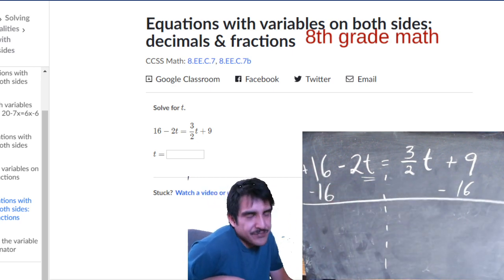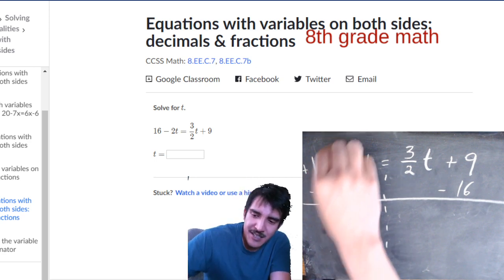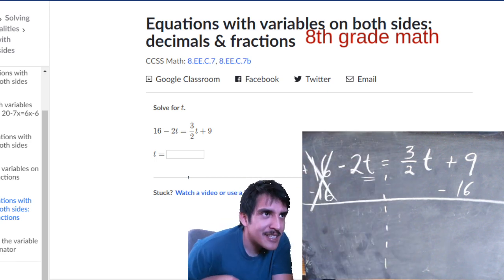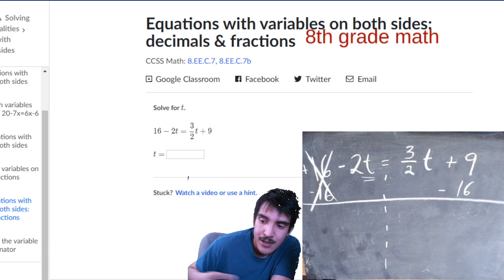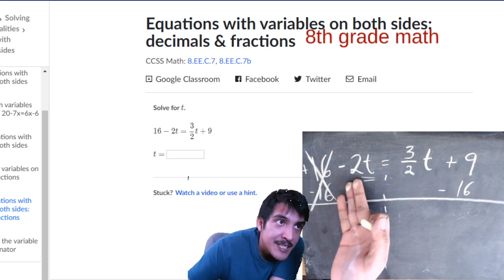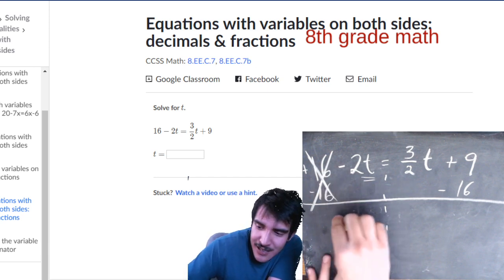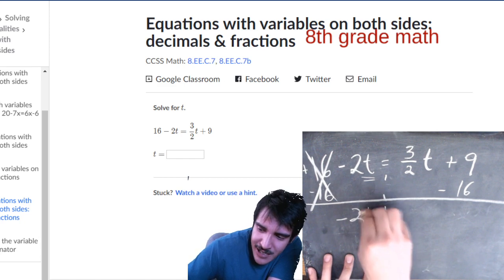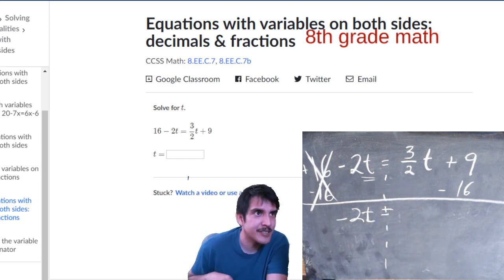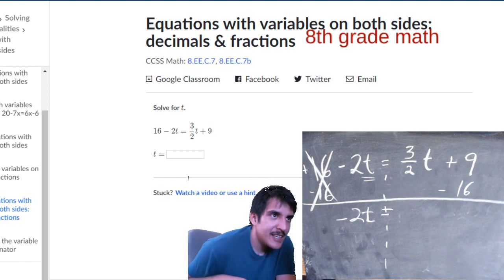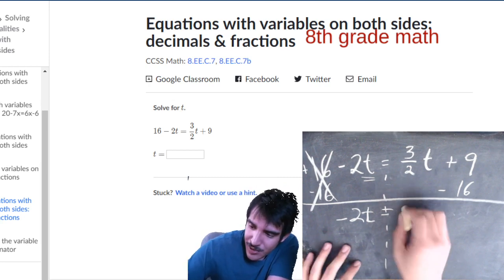That's all I'm saying. Plus 16 minus 16. Cross that out. That equals 0. What is left is minus 2t. So you bring down minus 2t. Put a little curly q there, so it doesn't look like a plus sign. Equals 3/2 t.